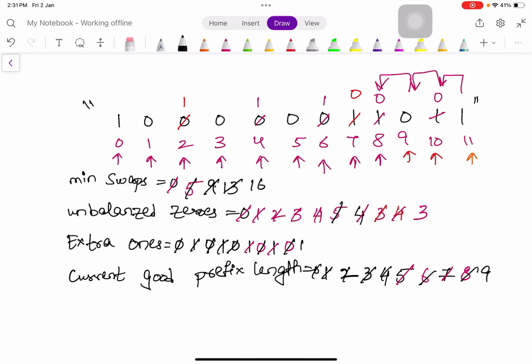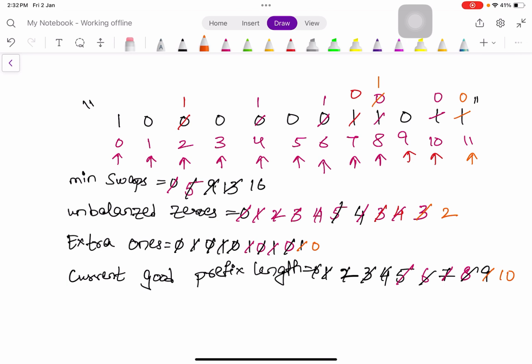Alright. Now after this swap operation, our string looks something like this. This one is 0 and this one is 1. Now we have 3 unbalanced zeros. Out of these 3, 1 zero gets balanced. So unbalanced zeros becomes 2. Extra ones will get reduced. Current prefix length will become 10.